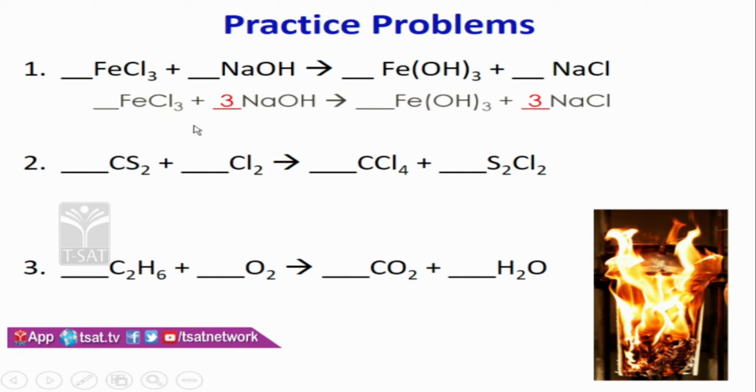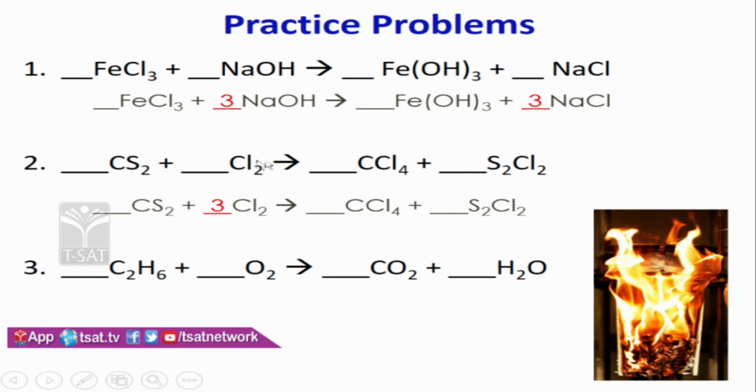Some more examples are here. Iron chloride plus sodium hydroxide. Iron chloride reacts with sodium hydroxide to give ferric hydroxide and sodium chloride salt. In this equation, first balance the sodium atoms. There are 3 sodium atoms on the right hand side. If we put 3 here, it will be balanced.